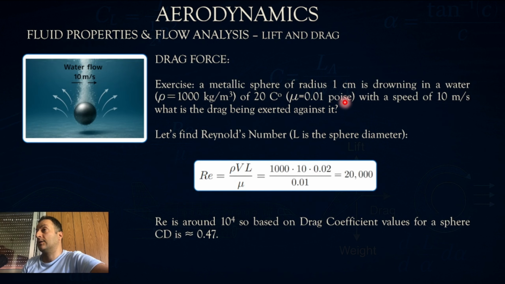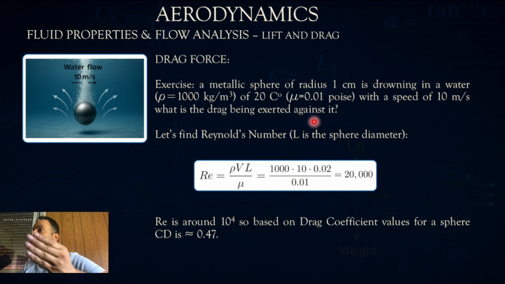Let's do an exercise right now. So let's suppose a metallic sphere of radius 1 centimeter is submerged in water of density 1000 kilograms per meter cubed at 20 degrees, which means that the dynamic viscosity, or mu, is 0.01 poise, or Pascal second, with a speed of 10 meters per second. What is the drag being exerted against it?